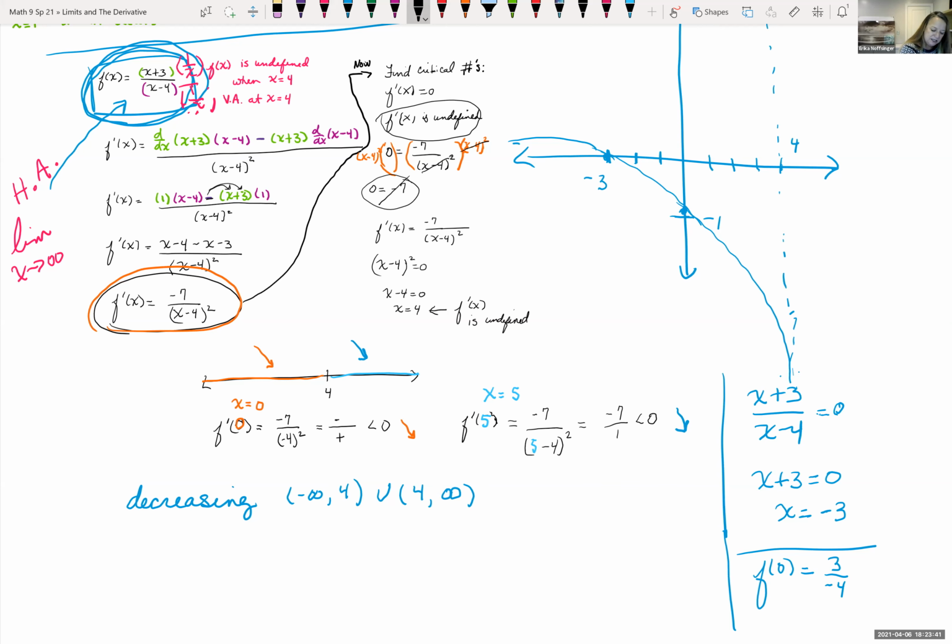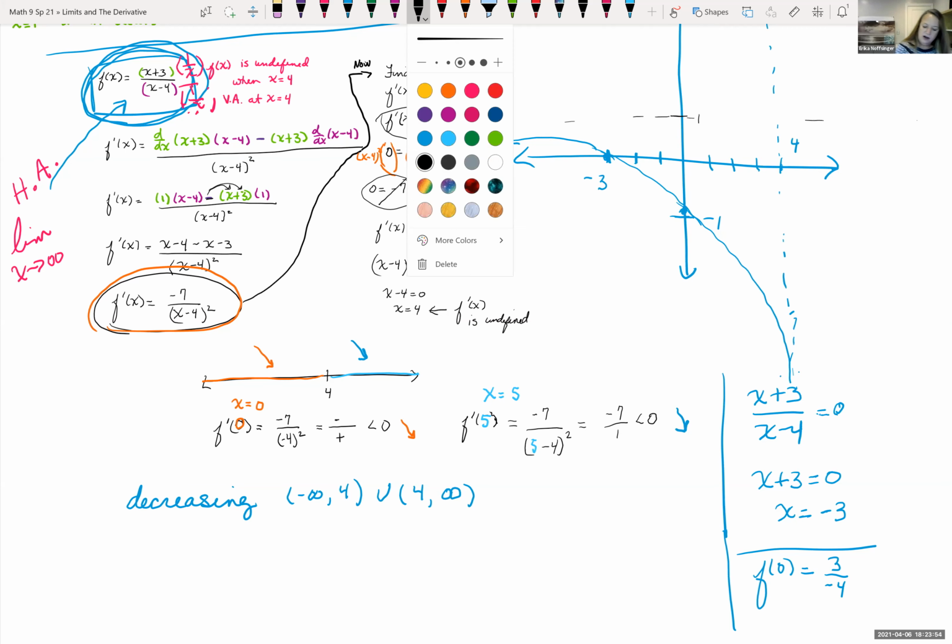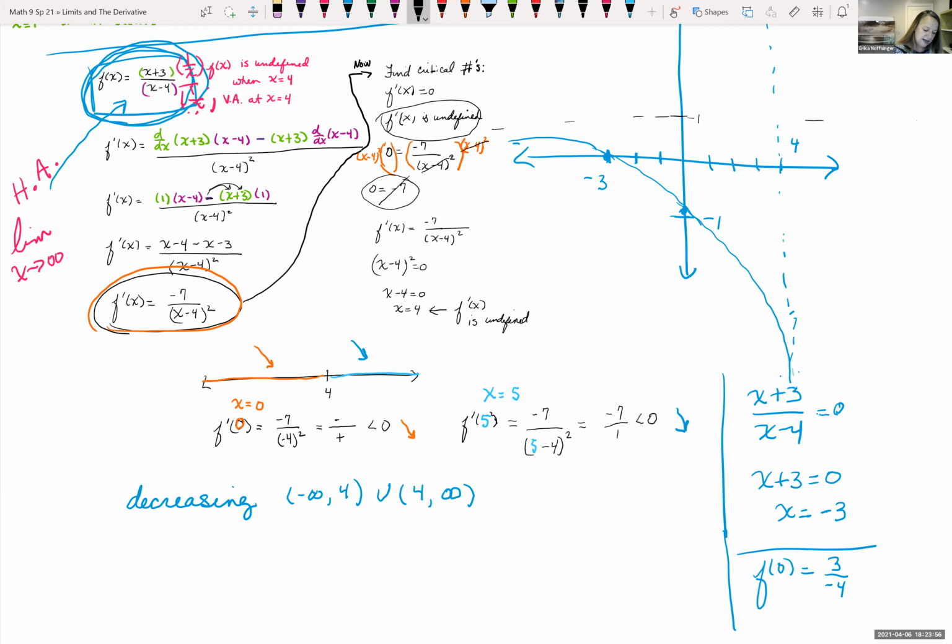Okay, so doing that, we get that this is going to 1. We have a horizontal asymptote at 1. Again, we know it's decreasing everywhere. We know that we have an asymptote at x equals 4. So I know that that's going to be decreasing everywhere. And it's going to be hugging this horizontal asymptote at 1. So from there, we got a graph of what it looks like.